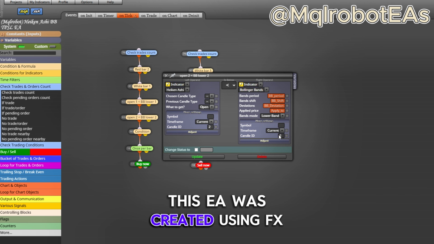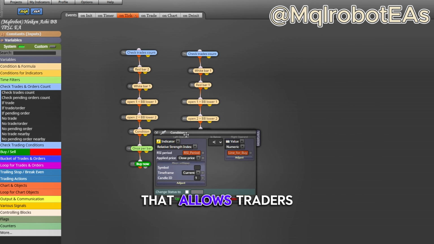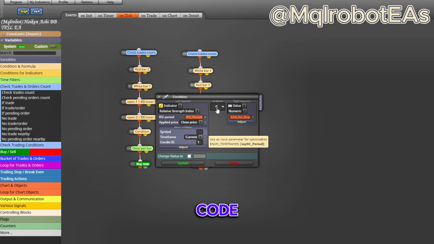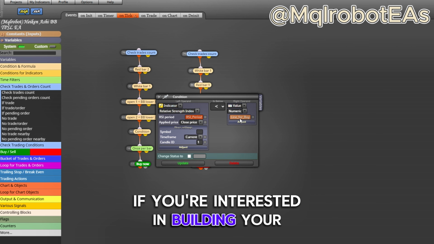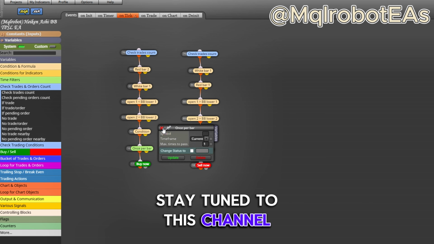This EA was created using FXdreema, a powerful drag-and-drop platform that allows traders to automate strategies without writing a single line of code. If you're interested in building your own robots with no coding required, stay tuned to this channel.